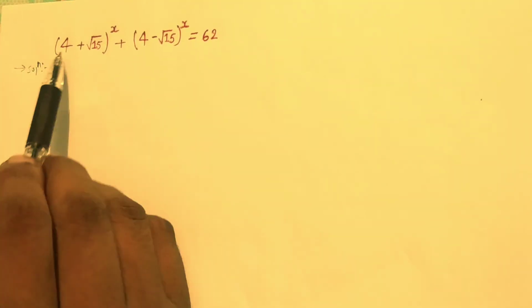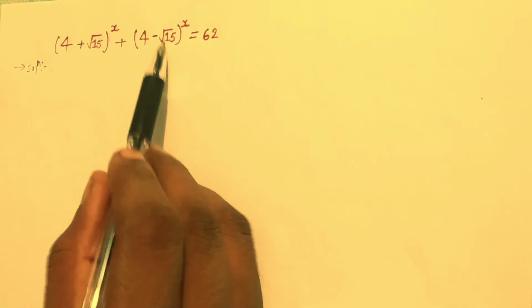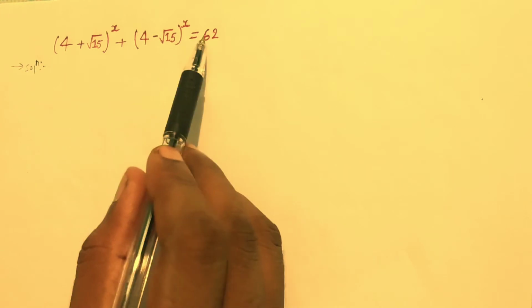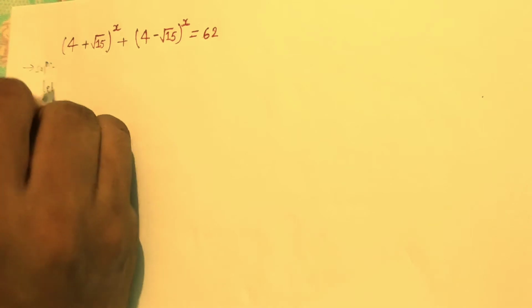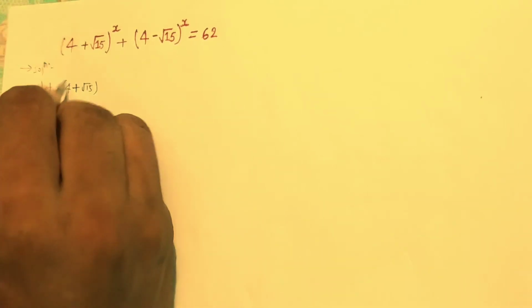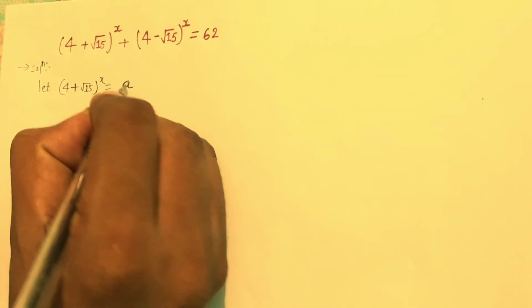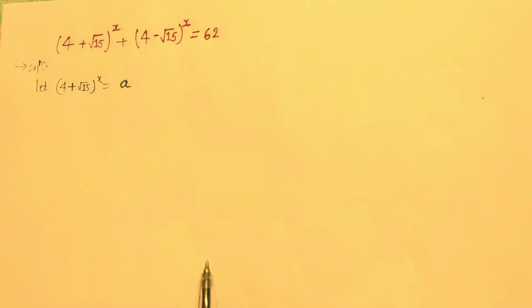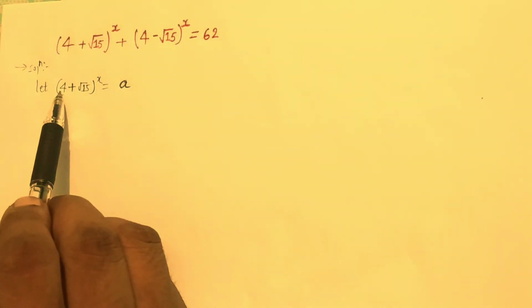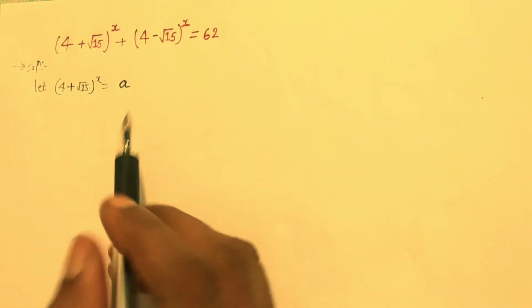So we have a question here: (4 plus root 15) to the power x plus (4 minus root 15) to the power x is equal to 62. I am going to let (4 plus root 15) to the power x be equal to a. You may let it be anything, I have just let it as a.